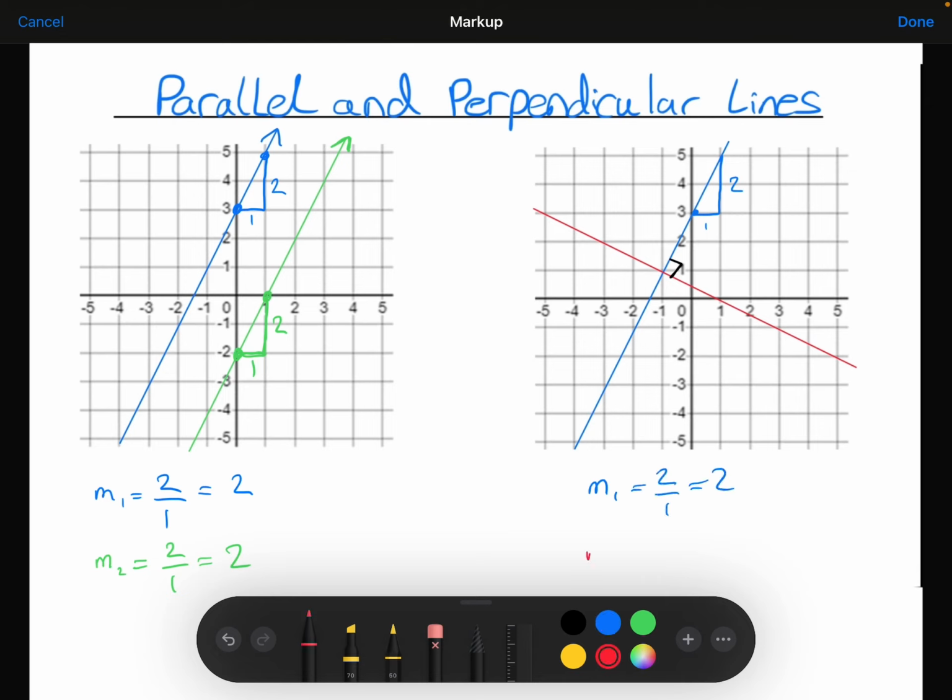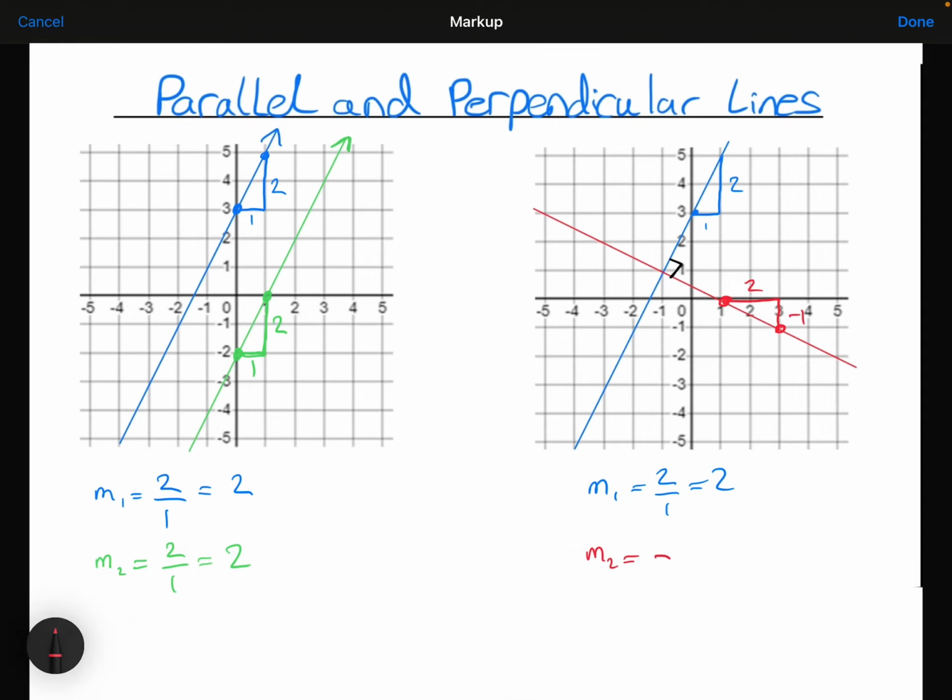The red line, let's pick 2 points that we can read off easily for the red line. So I'm going to pick this point here and this point here. When I go across 2, I go down 1. So the change in the y is -1. The change in the x is 2. So the gradient is -1/2.